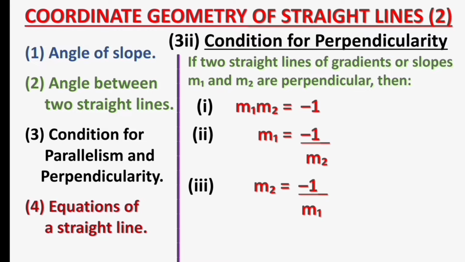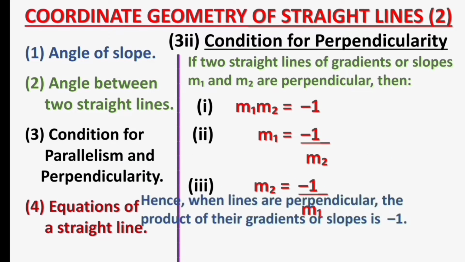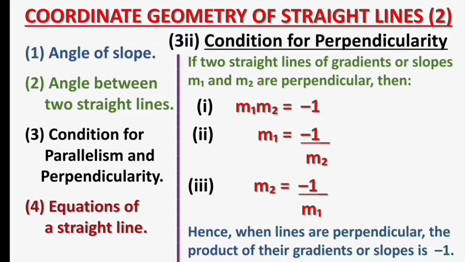Number 1, m1 times m2 is equal to minus 1. Number 2, m1 is equal to minus 1 divided by m2. And number 3, m2 is equal to minus 1 divided by m1. Hence, when lines are perpendicular, the product of their gradients or slopes is minus 1. Please take note of this condition for perpendicularity.